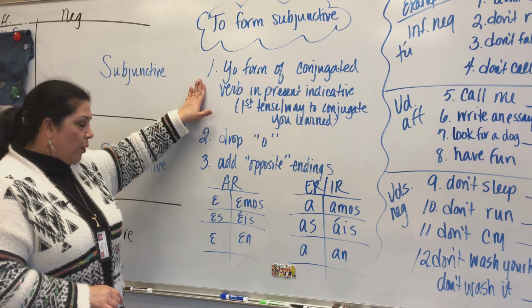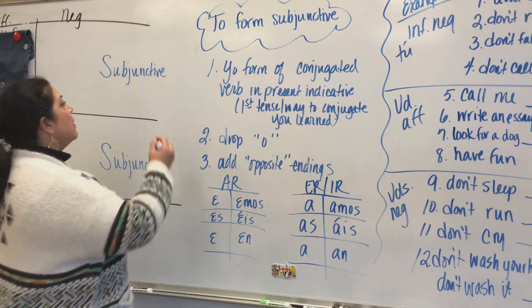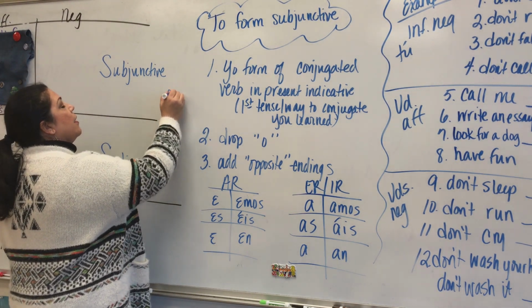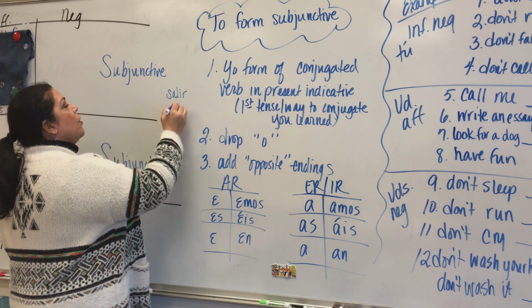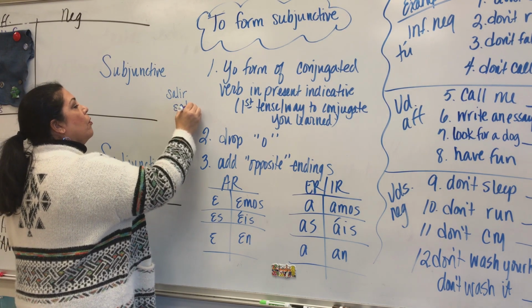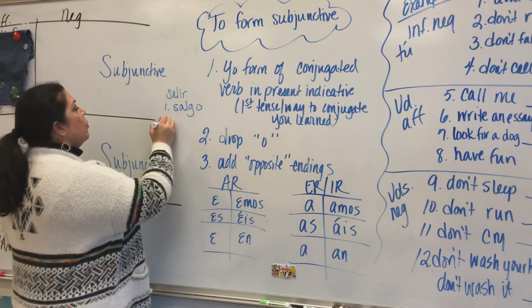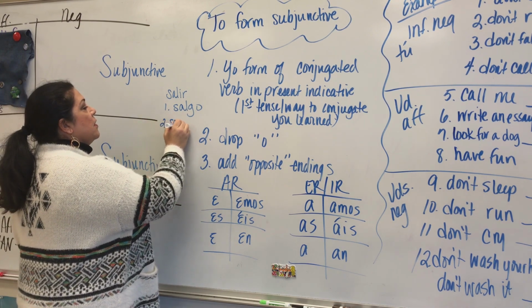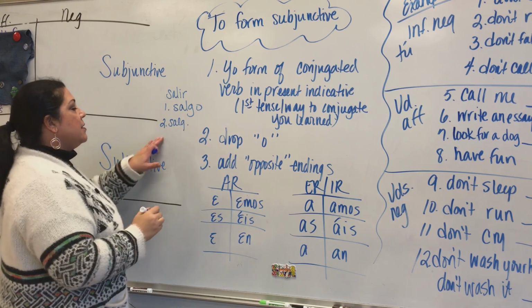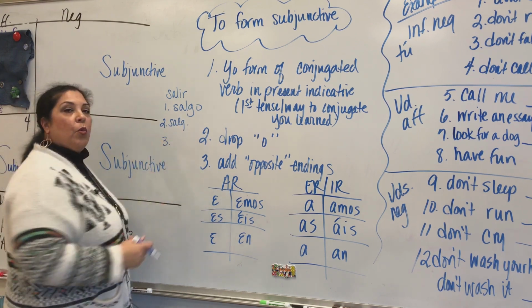You put it in the yo form. As an example, let's take a verb. Let's take salir. Salir in the yo form is salgo. That's step 1. Step 2, you drop the o. So I'm left with just salg. And step 3, you add one of the endings.